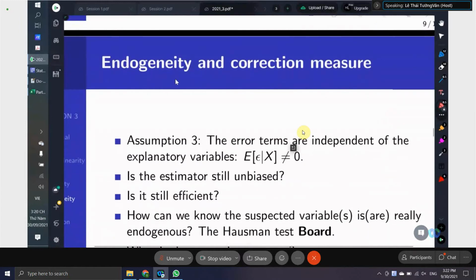So we have the autocorrelation problem at the end, but now we deal with the most difficult problem in econometrics. Yeah, the most difficult problem in econometrics.